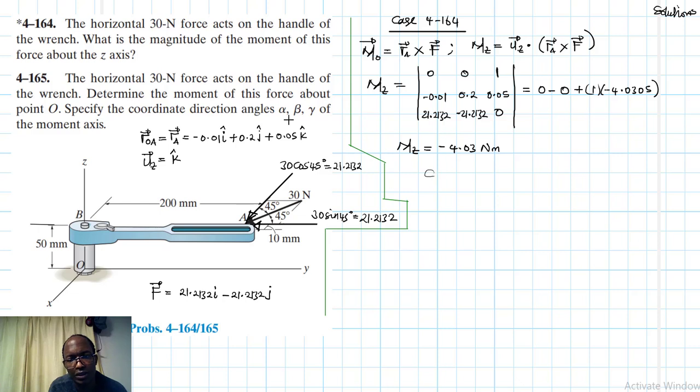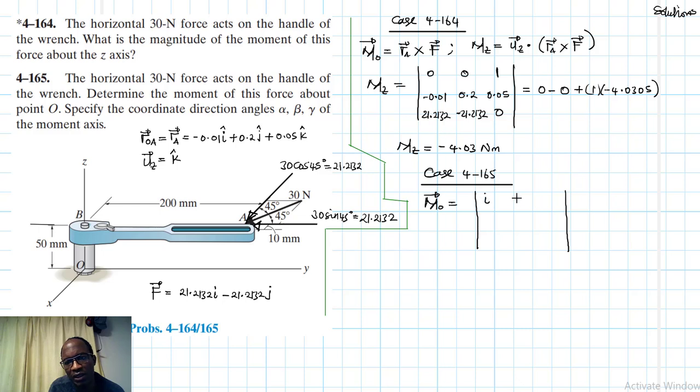So the second case, we are being asked, yes, let me just write 4-165. So here we have been asked to determine the moment about point O, and after that we specify the coordinate direction angles. So moment about point O, again we are just using this particular tool which we partially did already.